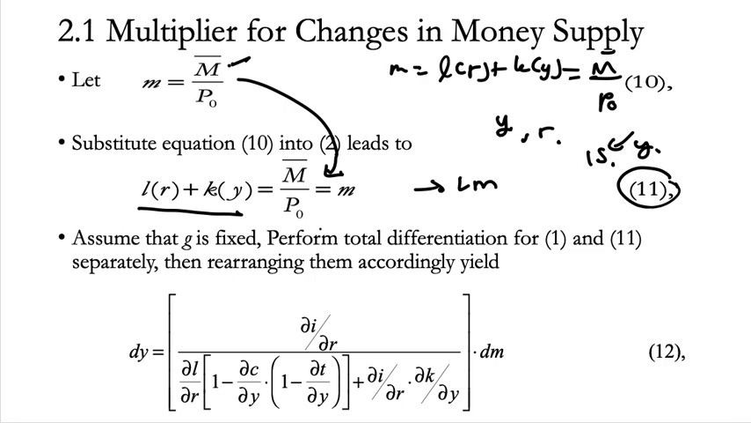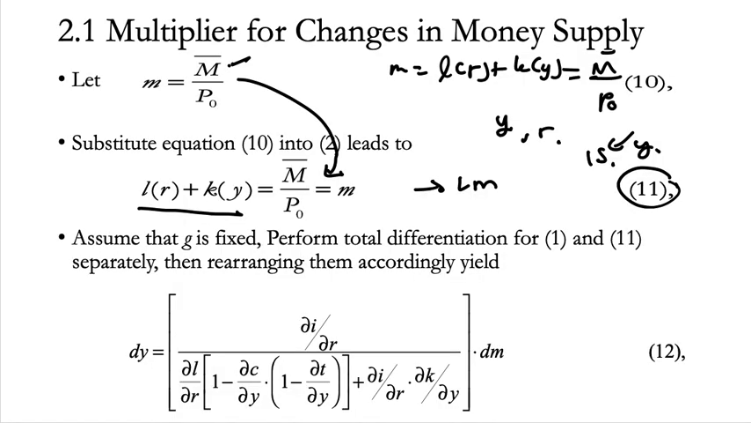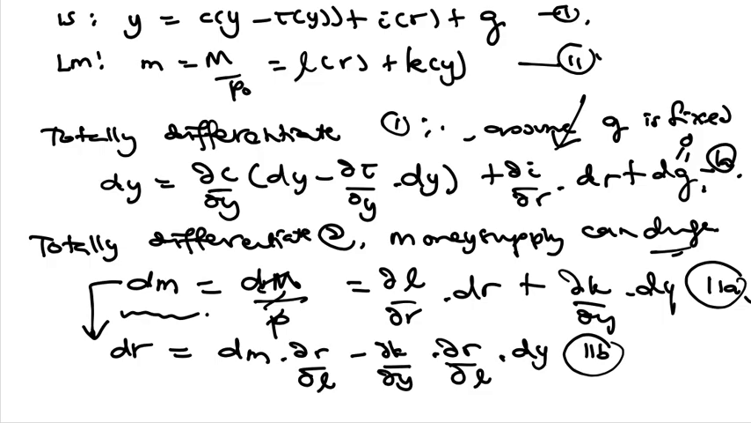In fact, when I studied my master's, what my teacher did was he just said, okay, totally differentiate 1, totally differentiate 2, and then rearrange until you get this. He won't show exactly this way. We had to figure it out. Why? Because the maths here is not master-level maths. It's high school level maths.